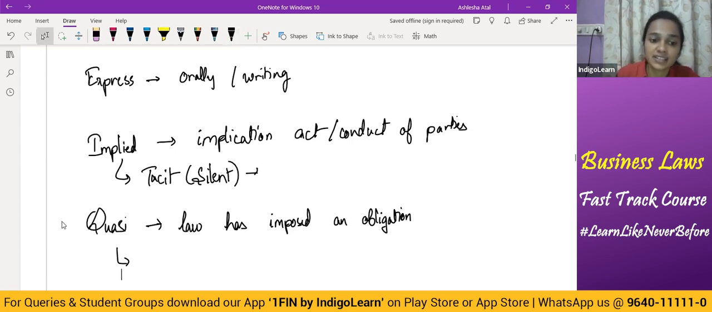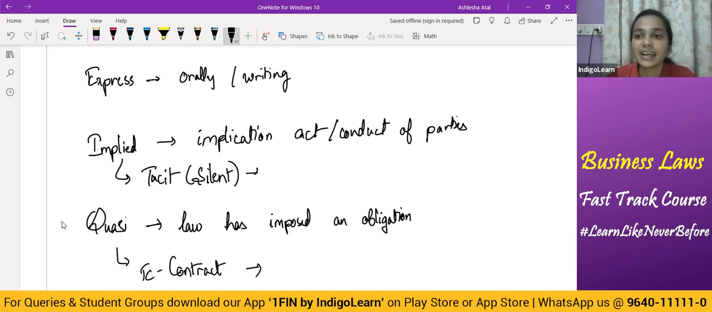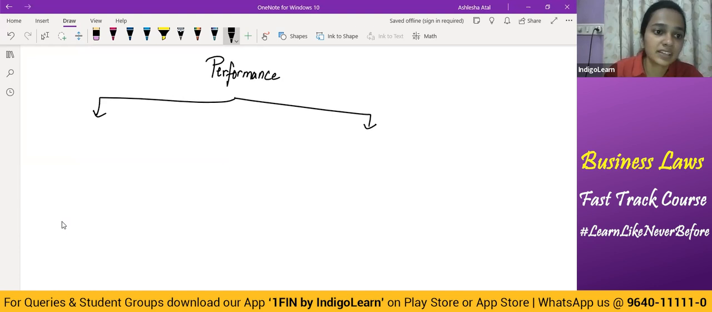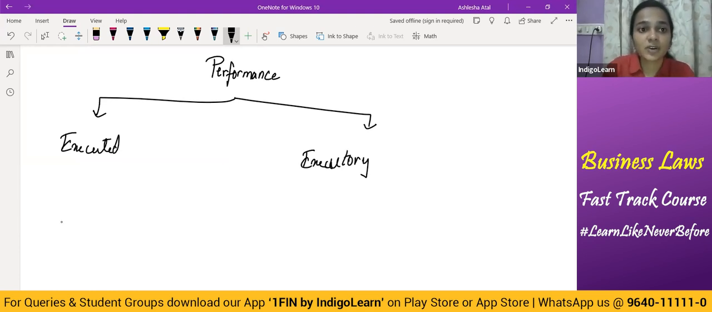Now moving on to the next type, it is e-contract. So e-contract is nothing but an electronic contract, a contract which is entered into using electronic means. So that type of a contract is an e-contract. Now, apart from this, the other classification of contract is based on performance. Based on performance, contracts are classified into two types: executed and executory. So a contract can either be an executed contract or an executory contract.